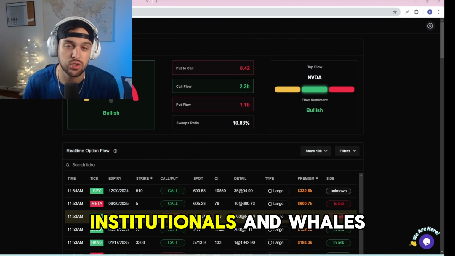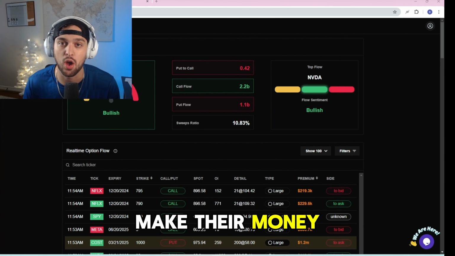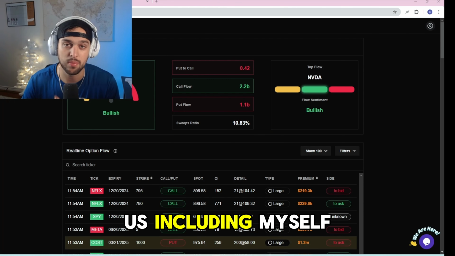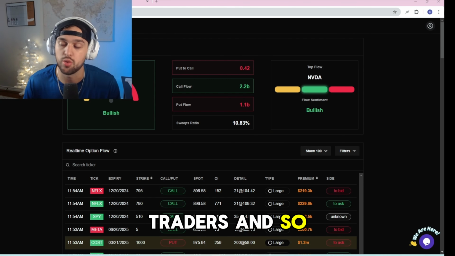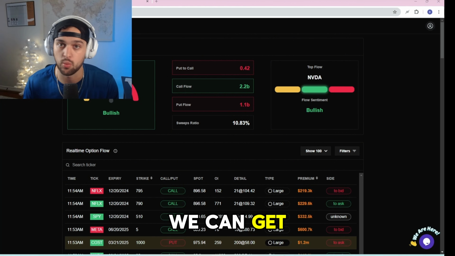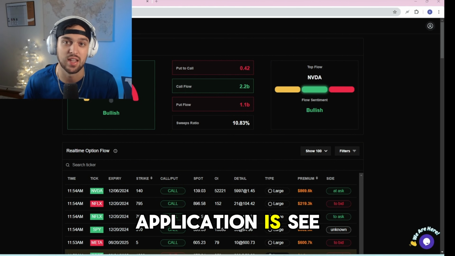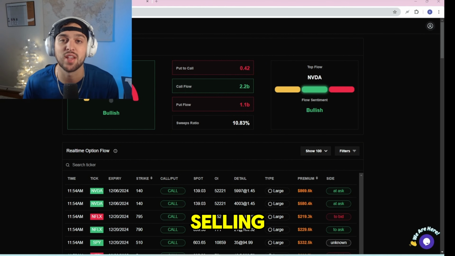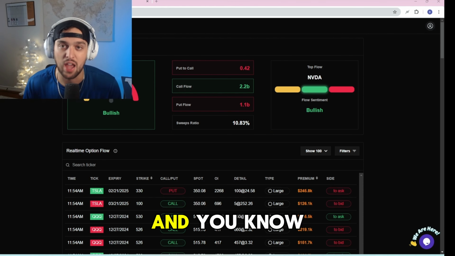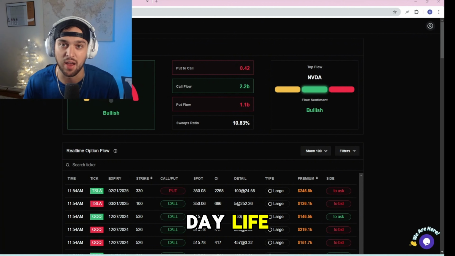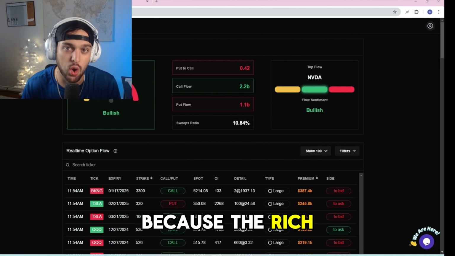If you don't know, institutionals and whales make their money off of retail traders. Us, including myself and the viewer that's watching this, we are retail traders. And so one of the best advantages that we can get while using this application is see what they're buying, see what they're selling, see how much money they're putting into this certain stock or ETF. And you know the saying in regular day-to-day life, follow the rich, because the rich only get richer.